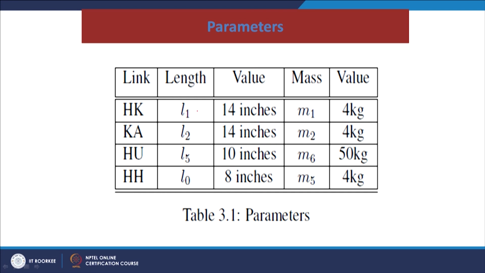The length of each leg is from hip to knee is L1 and ankle to knee is L2, and the hip to the upper body is L3, and the width of the hip joints is L0, and the masses are given as M1, M2, M6 and M5 as given in this table.